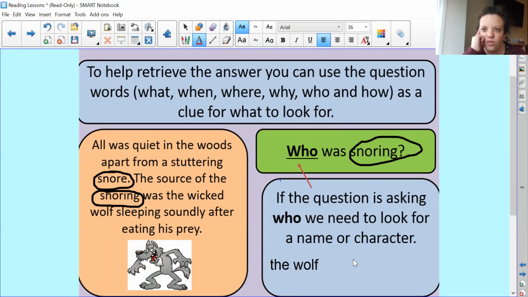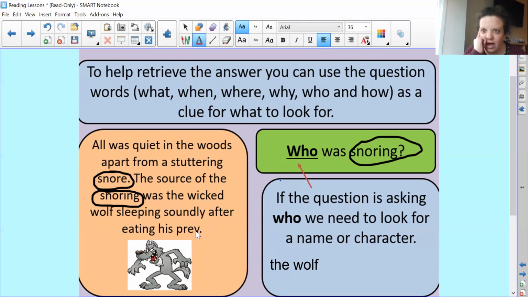Okay. When was he snoring then? So we know the wolf was snoring. When was he snoring? So let's read around now and find when, what time, what had happened that made him, that was when he was snoring. Pause if you need to. Okay, let's read again. The source of the snoring was the wicked wolf sleeping soundly after eating his prey. So when he was snoring was after eating his prey.